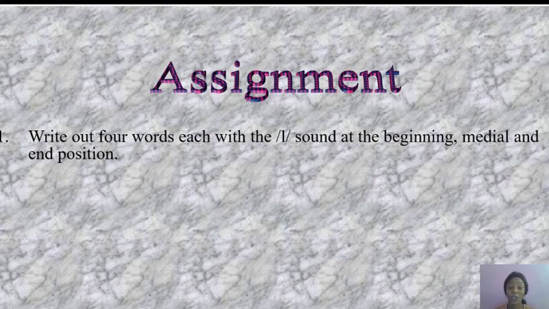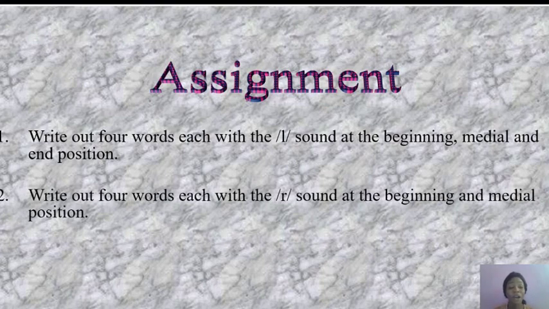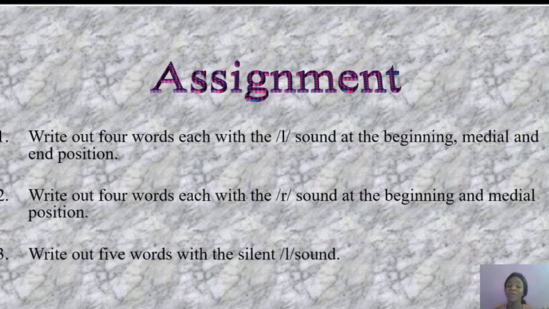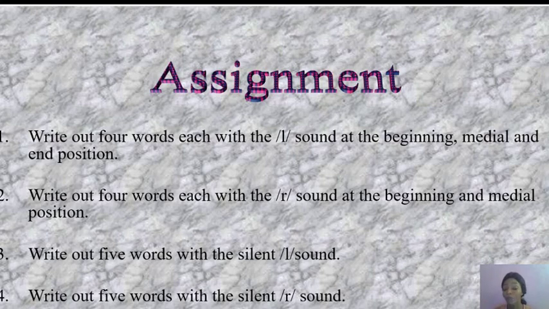Meanwhile, as you can see here, the questions for the assignment are stated thus. Number 1 says that you should write out 4 words each with the L sound at the beginning, middle, and end positions. So 4 at the beginning, 4 at the middle, and 4 at the end. You also do the same for the R sound, which is question number 2. Question number 3 says that you should write out 5 words with the silent L sound. While question number 4 says that you should write out 5 words with the silent R sound.